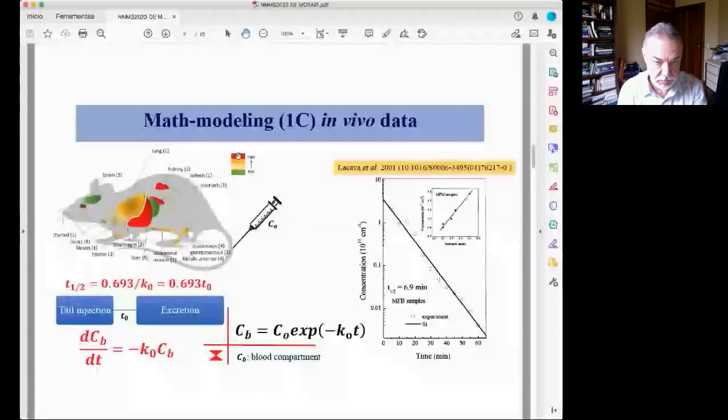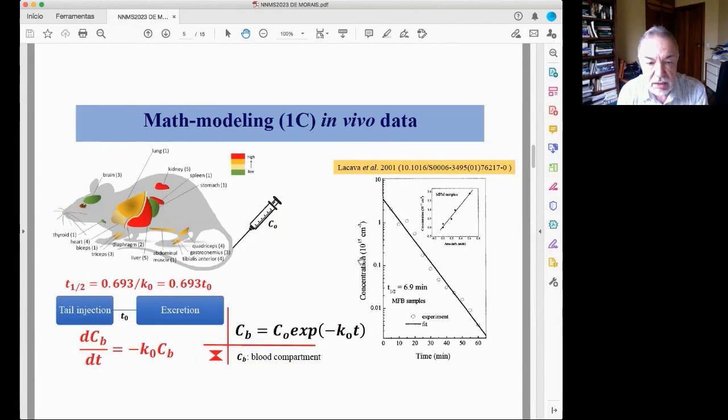So let me show you one very simple data set. This was published more than 20 years ago in the Biophysical Journal. This is one experiment we did. We injected magnetic nanoparticles in the animal's tail, and we were able to monitor the concentration of the nanoparticles in the blood circulation. And we observed the concentration of nanoparticles decreasing in the blood circulation as a function of time. So you can describe this data very easily.